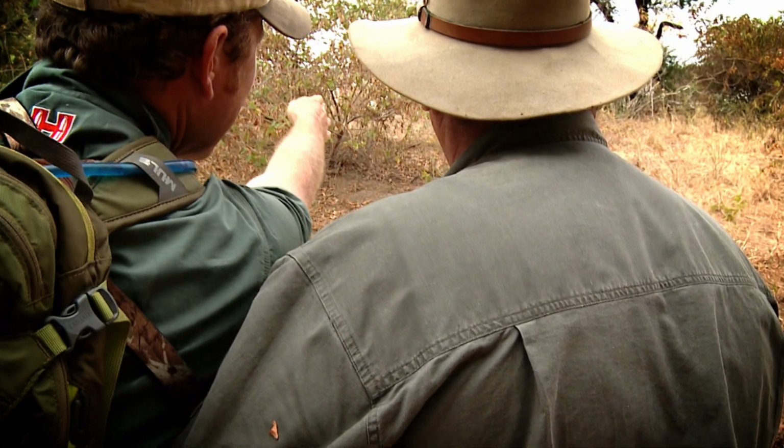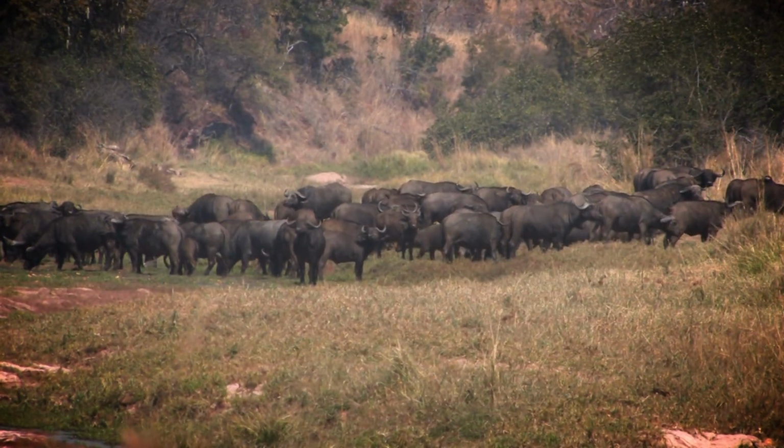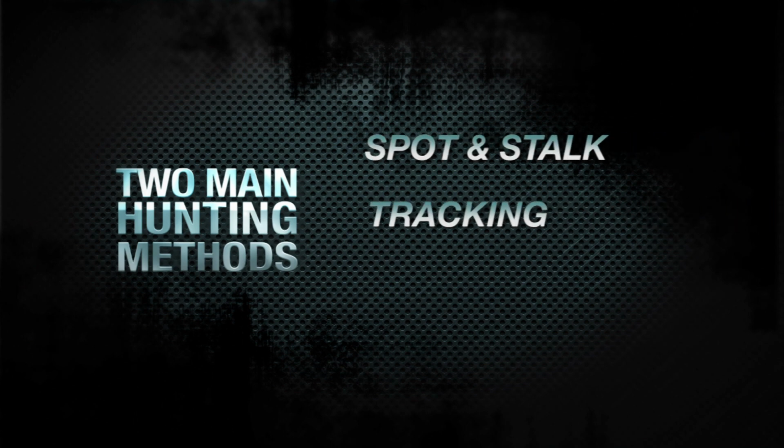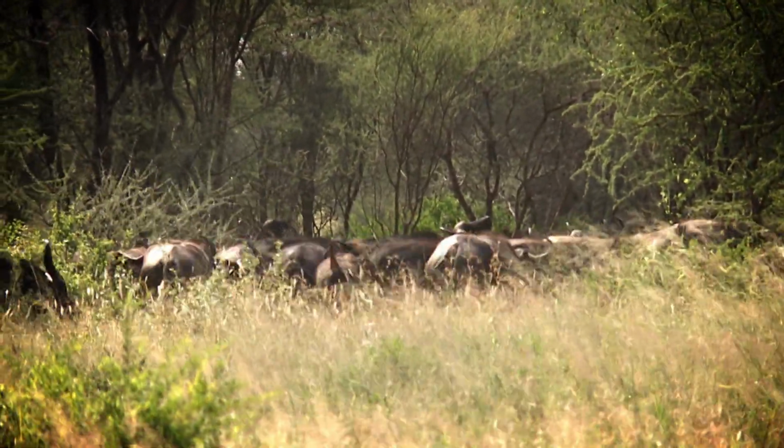In this section, we're going to cover classic hunting techniques. Aspects such as finding, tracking, hunting buffalo, as well as herds versus Dugga boys. You've got two main methods that are commonly used, spot and stalk versus tracking. Basically, these methods are dependent on the area and cover that you're hunting.